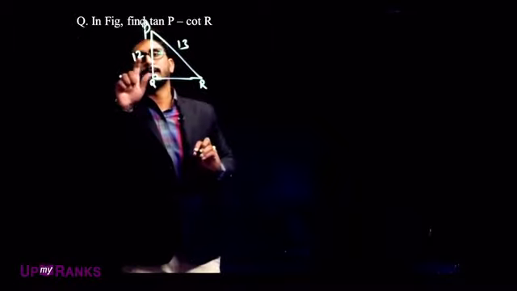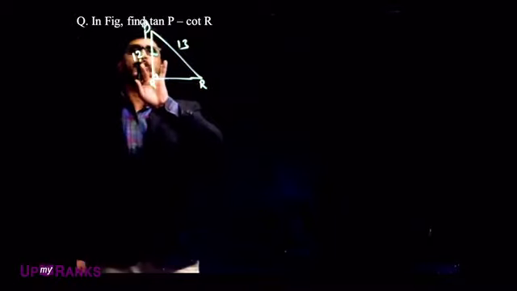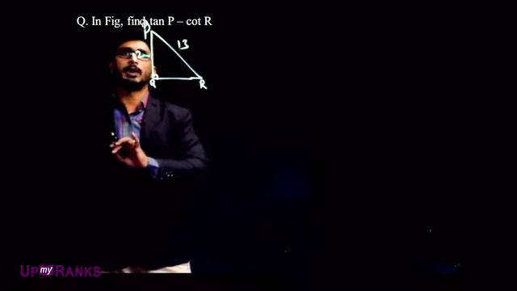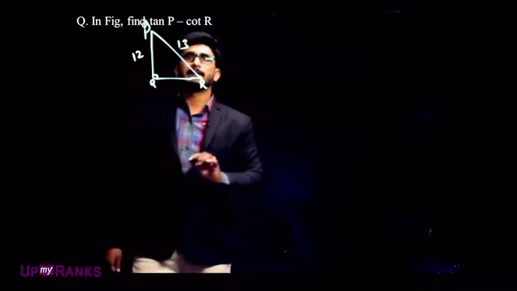We have the height over here, which is the opposite side for cot R, or the adjacent side for tan P, and the hypotenuse there. We don't know the opposite side for tan P, so let us find it by the Pythagoras theorem.